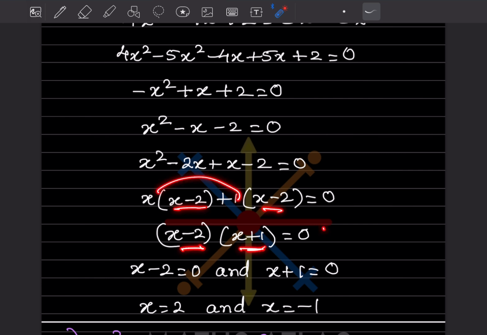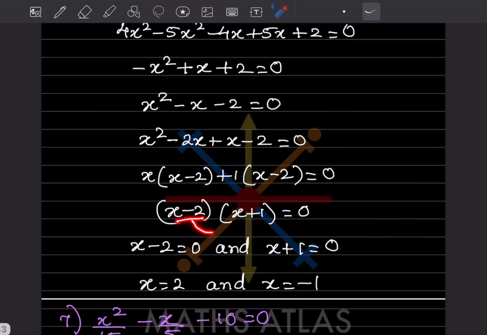This is going to be x plus 1 is equal to 0. So here x minus 2 is equal to 0, or this one x plus 1 is equal to 0. So x is equal to 2 and x will be minus 1.